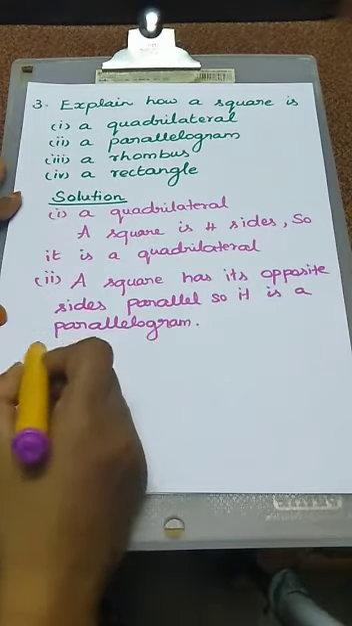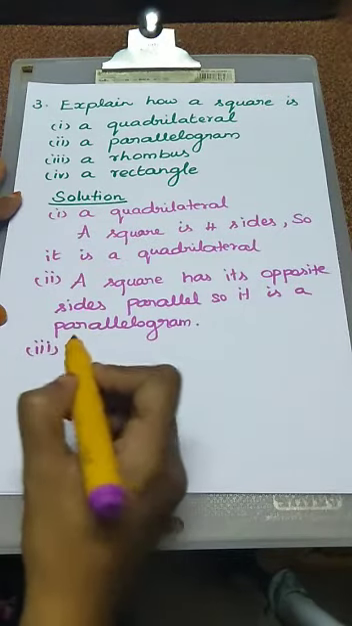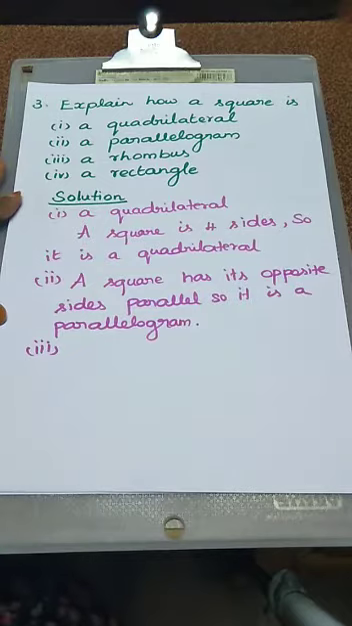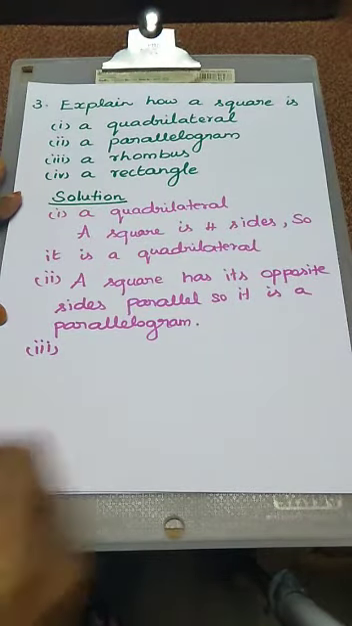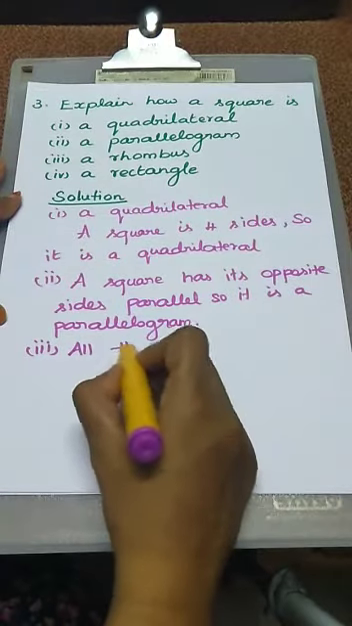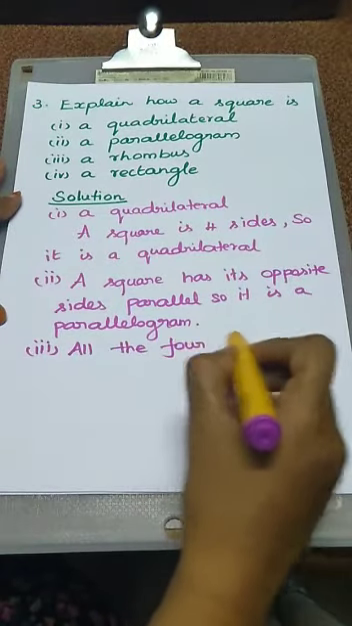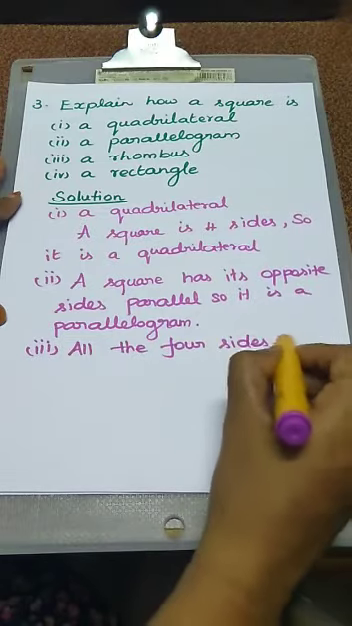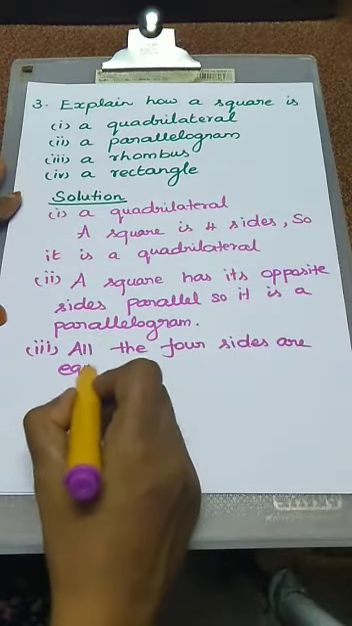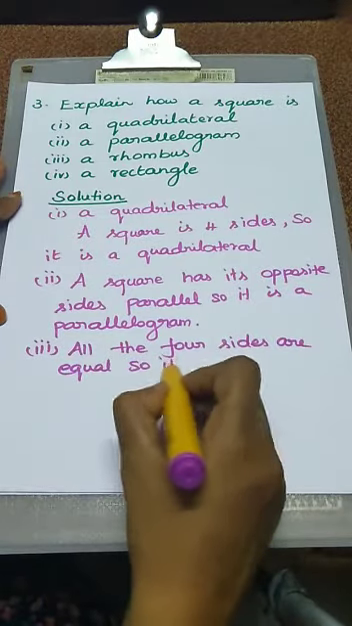What is the third subdivision? How is a square a rhombus? Actually, we know a square is a parallelogram with all four sides equal. So it is a rhombus. All the four sides are equal. So it is a rhombus.